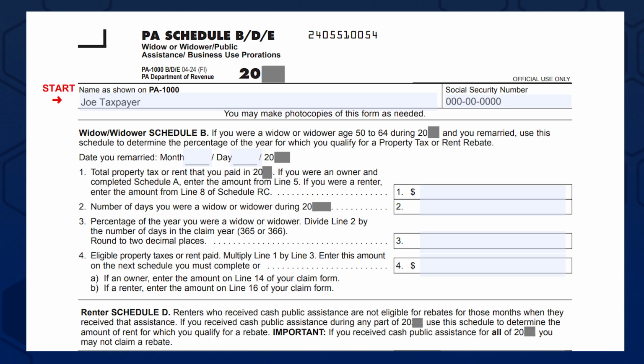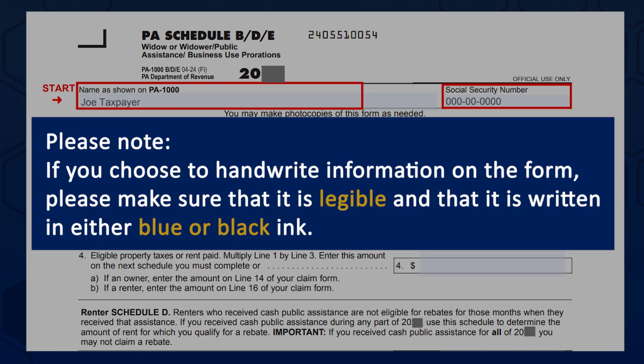To begin, list the primary applicant's name and social security number on the top of the form. If you choose to access the PDF version of this form online, you can type the relevant information. Please note, if you choose to handwrite the information on this form, please make sure that you legibly print and that you use either blue or black ink so that our machines can scan the form properly.